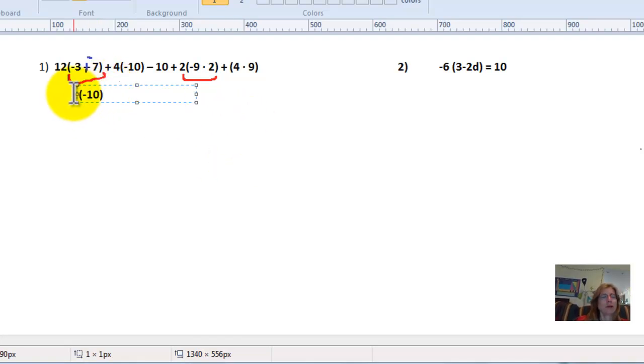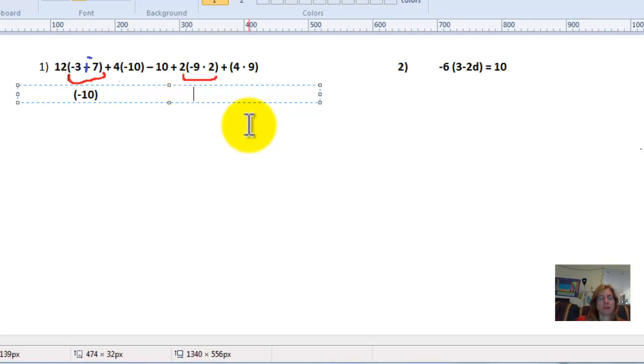And then over here, let's stretch this out on both ends. Over here we have negative 9 times negative 2, which is negative 18. And we'll keep that in parentheses also.